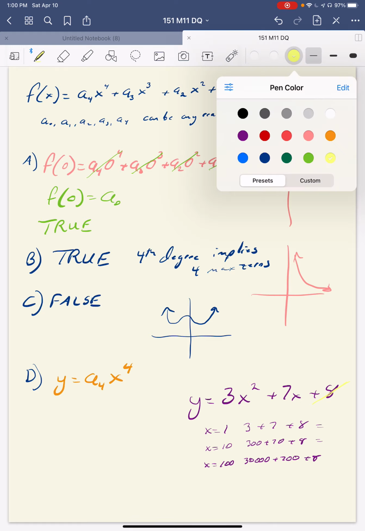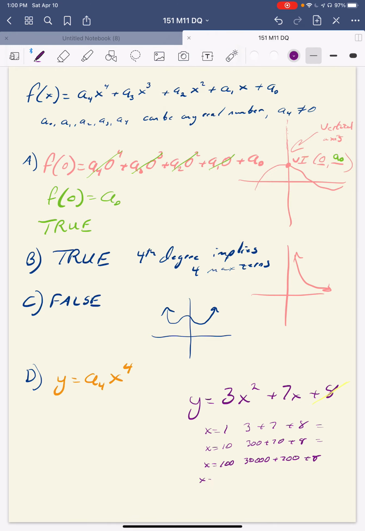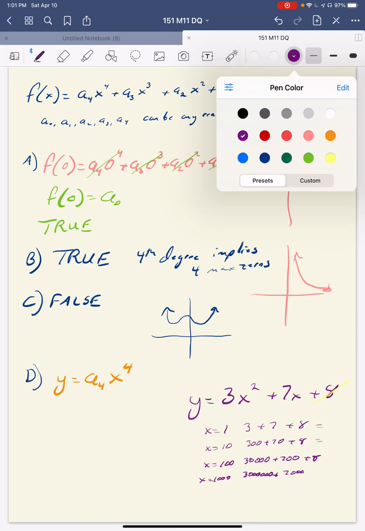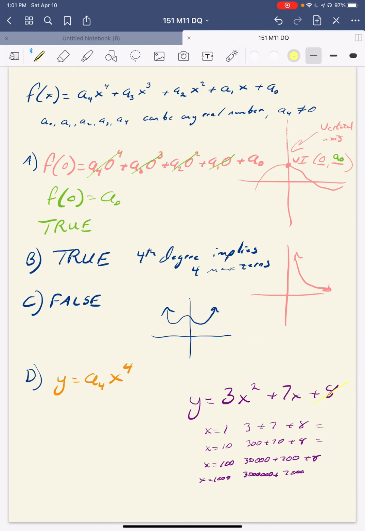So let's continue on and make x even larger. What if x was 1,000? 1,000 squared is 1 million, so that's 3 million. I think I have the right number of zeros in there. Yeah. Plus 7,000. We've already decided that the 8 is no longer relevant, so now I'm just looking at these two terms. Already I can see that as x gets larger, this 7x term also becomes insignificant.